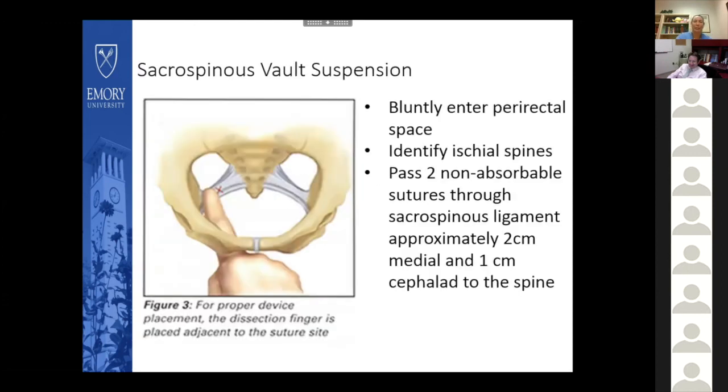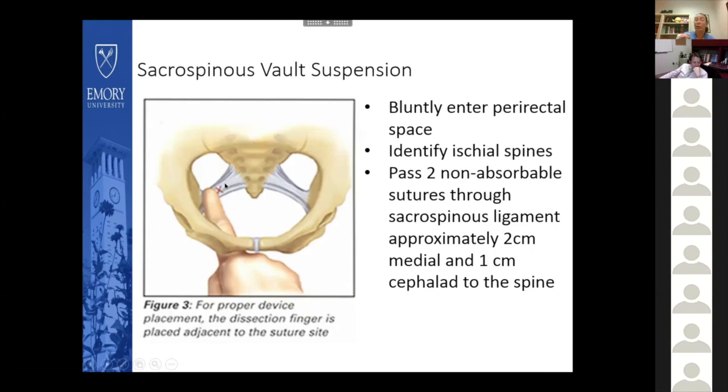All right, sacrospinous vault suspension. This is when you're going to bluntly feel through, after you've dissected and can get your finger back here, you're going to feel the sacrospinous ligament and the spine. This is where the sutures are going to go. So if this patient also has anterior prolapse, you're going to make your incision anteriorly, take the vaginal epithelium down, plicate the pubocervical fascia, and then you're going to bluntly dissect until your finger reaches this point.